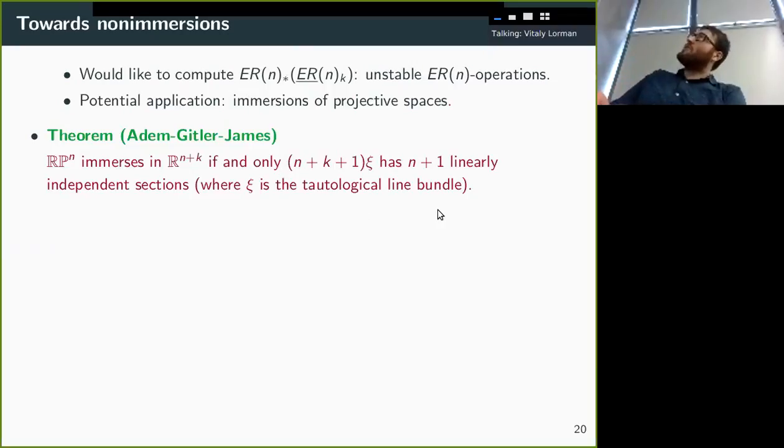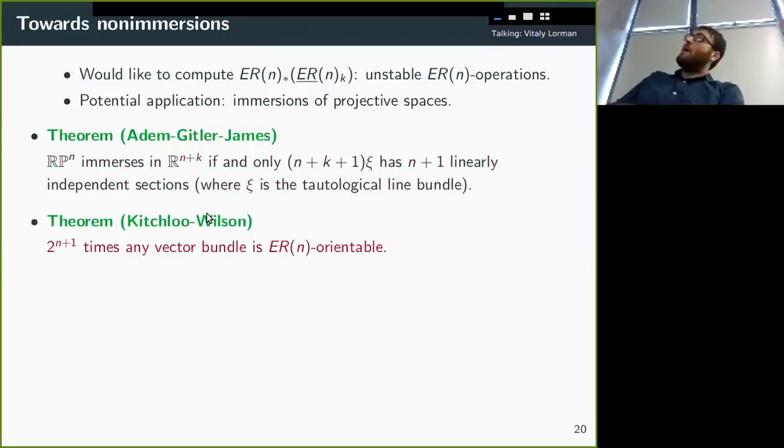So one approach to this problem is as follows. If I have a real projective space and it immerses in some Euclidean space, then this happens if and only if n plus k plus 1 times, so 1 plus the dimension of the Euclidean space, if I take that multiple of the tautological line bundle, that has n plus 1 linearly independent sections.